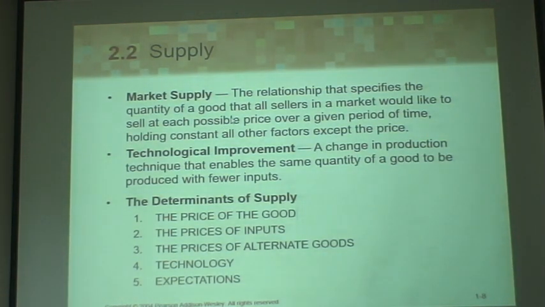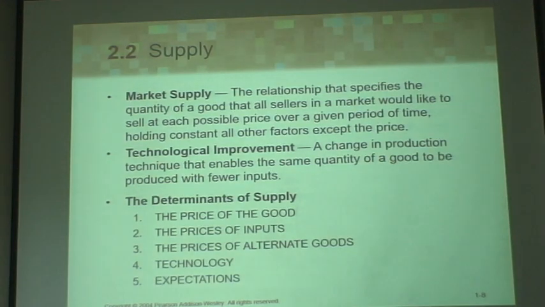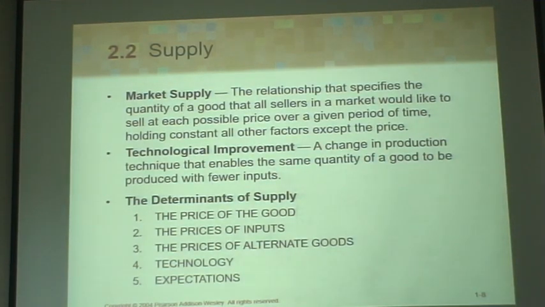So market supply, the same thing. If you have only one person producing goods, that will be the market supply. But if you have several persons, then you add them all up horizontally. That means at every given price, what's the quantity supplied by all the suppliers, that would get you market supply.